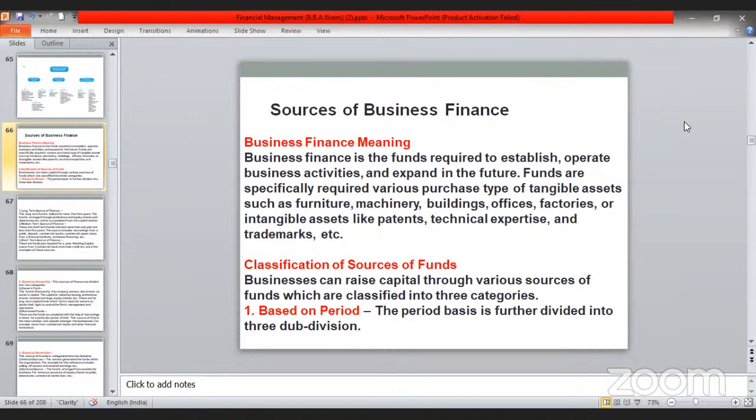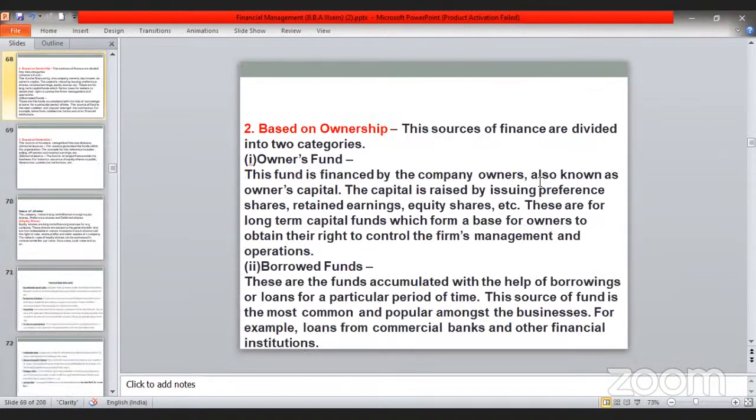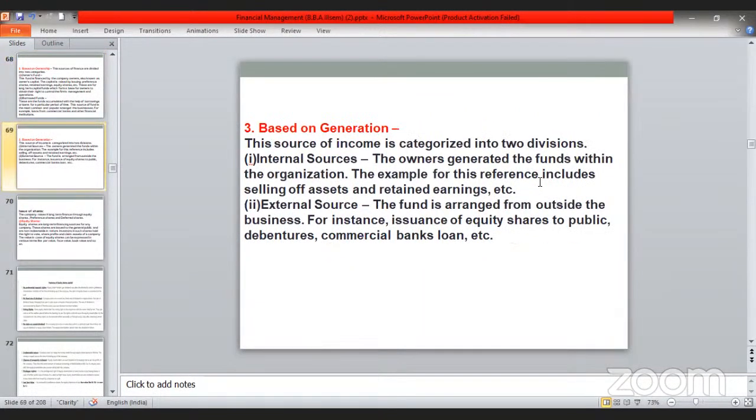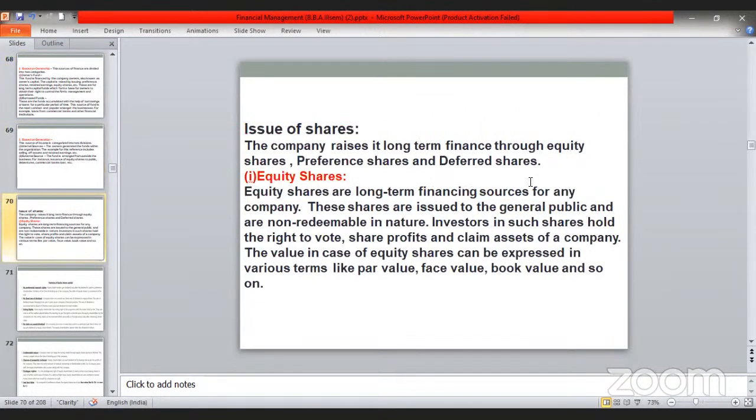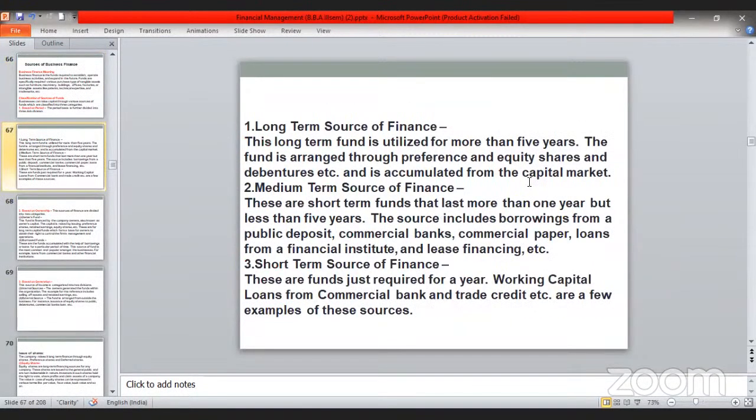Classification of sources of funds is divided into three: one based on the period, one based on ownership, and one based on generation. Now we'll see what a period is. This is based on the period. What is a period? Whether you are taking the loan for the long term, the medium term, or the short term. These are the three periods in which you take a loan and repay the amount.